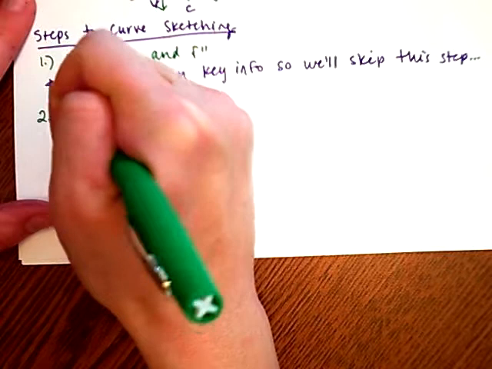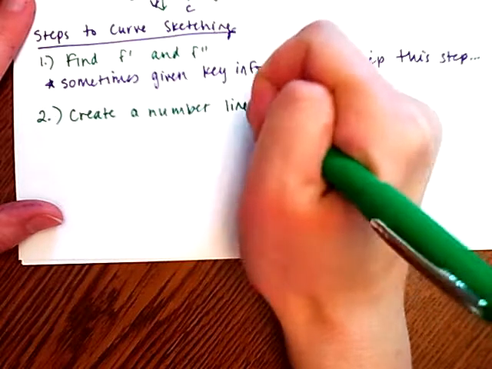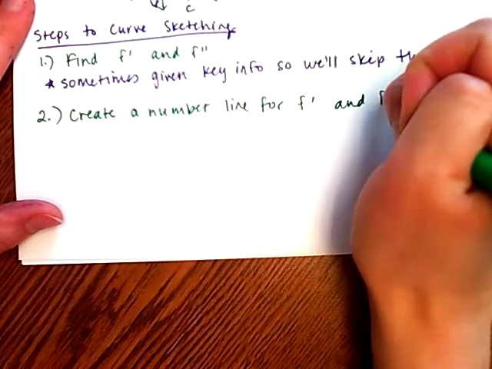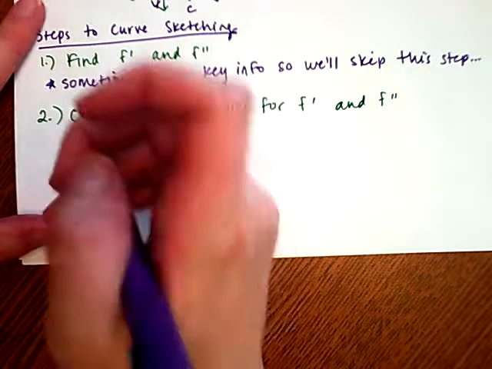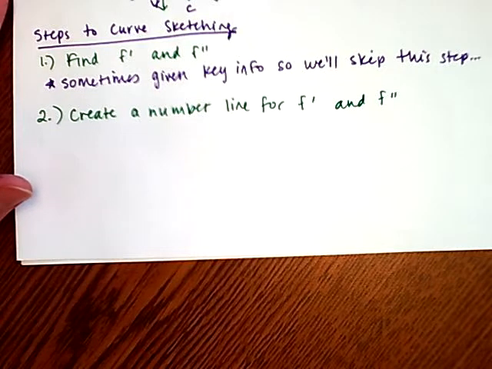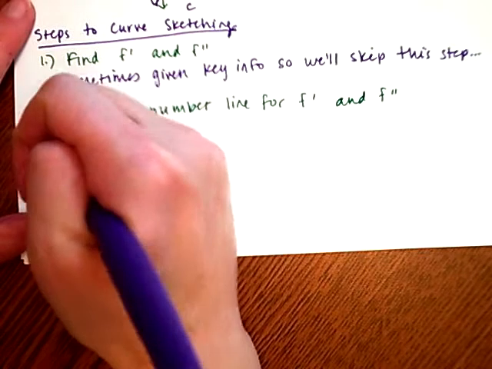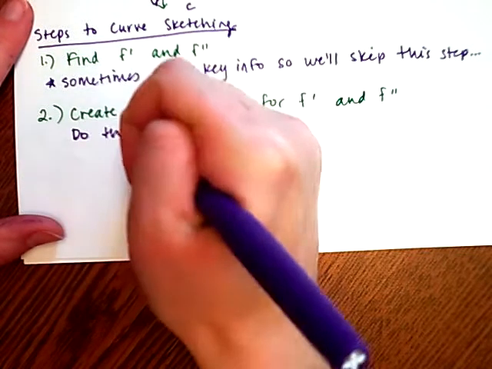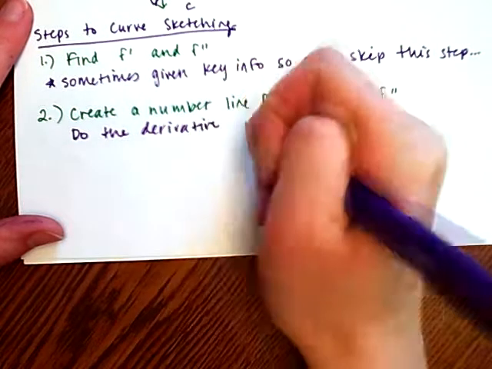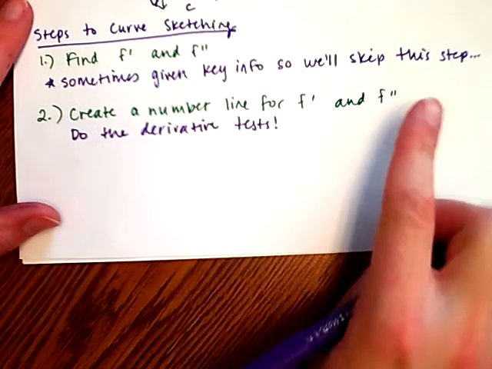So we're going to say create a number line for f prime and f double prime. And we've been doing those number lines separately because we've been doing the tests separately. But what I'm going to look at here is how can we put all the information into one number line and look at information about f prime and f double prime all at the same time. But our annotation here is going to say do the derivative tests, because this is going to give us all the information I'm going to have to put together into a graph.